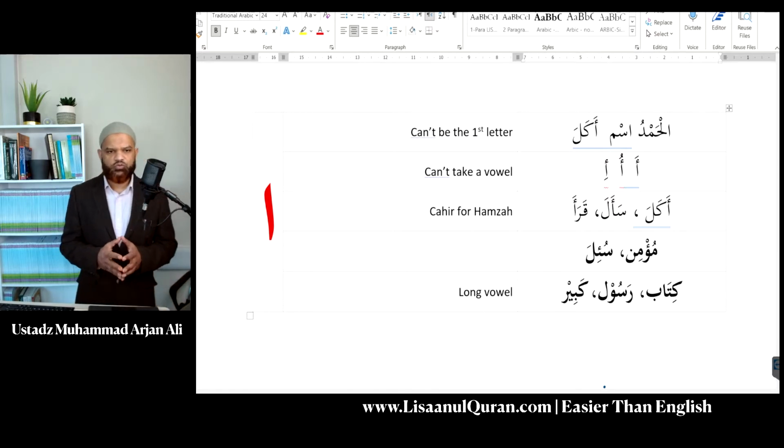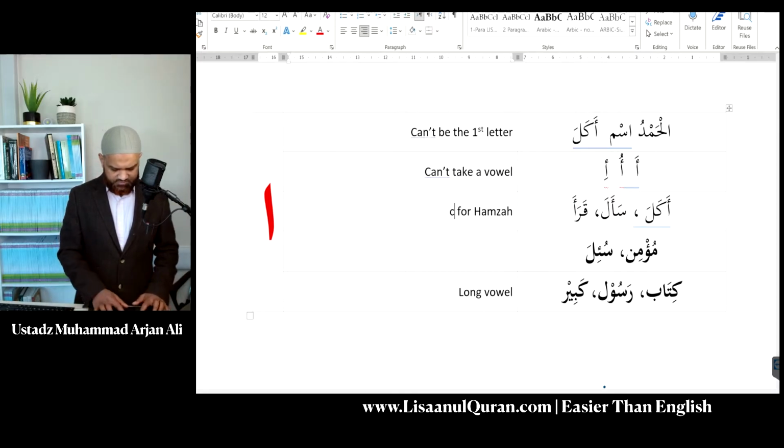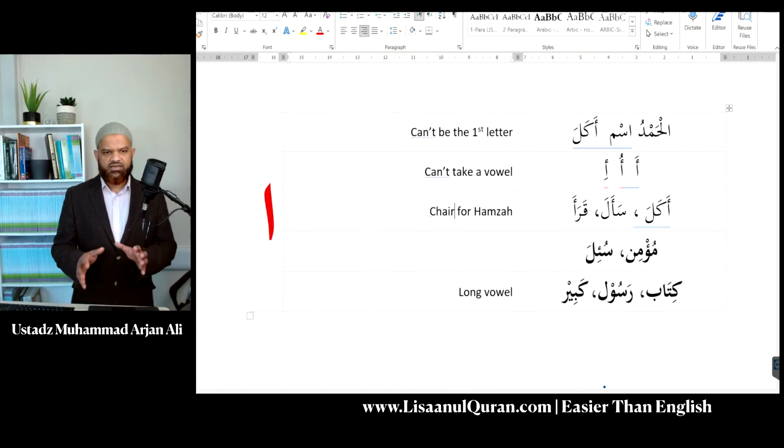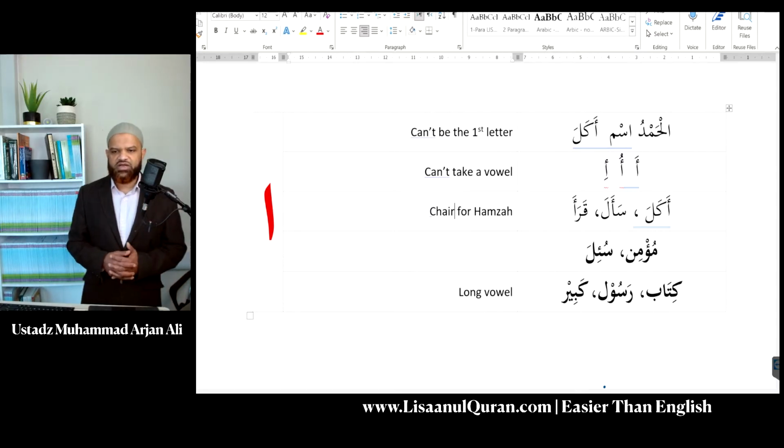So, these are the 2 purposes of Alif. One is that it can act as a chair for Hamza. Or it can be used as a long vowel along with Waw and Ya. This is very, very important. There are some other uses of Alif. We will look at them inshallah ta'ala at the appropriate time.